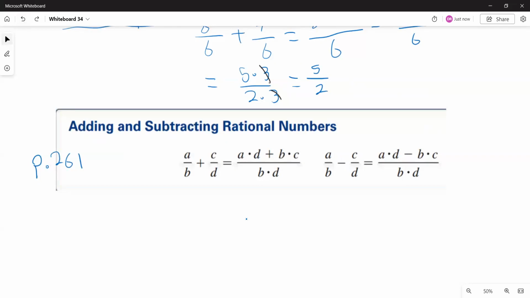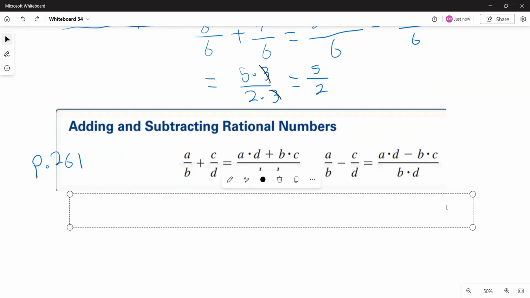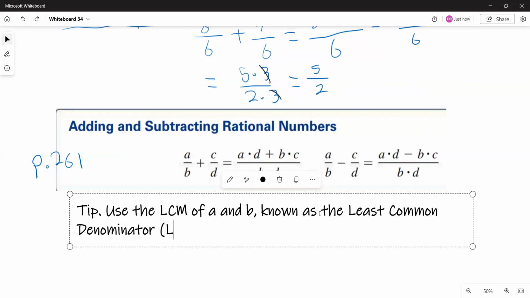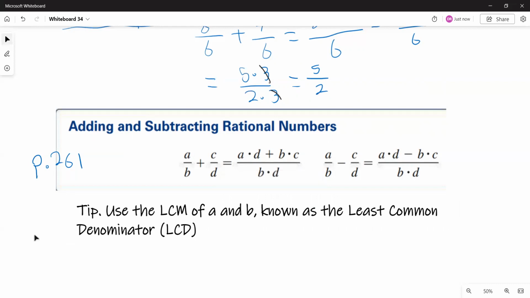So you can do that or use the least common denominator. At the end, you will have less reduction of fractions. So use the least common multiple of b and d, known as the least common denominator, or LCD. A couple of examples.